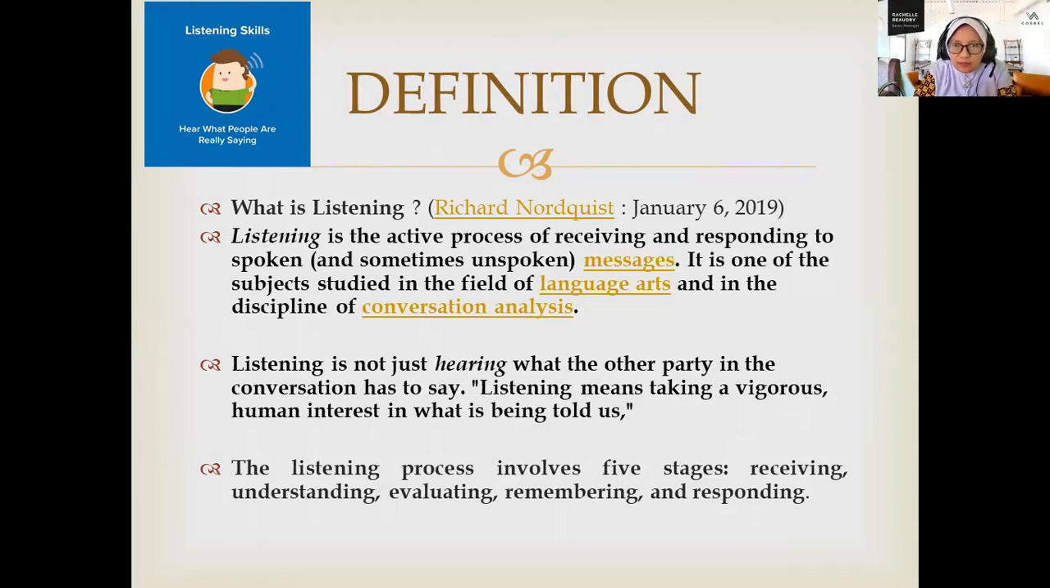Listening is the active process of receiving. Although on the scale this is receptive, you are not going to be active, but this is from the definition of the research, not a quiz. In 2019, this is not the passive process again, but the active process of receiving, because you are accepting and receiving information from others, from the speaker. And there are two kinds of information: it can be spoken, it can be unspoken.